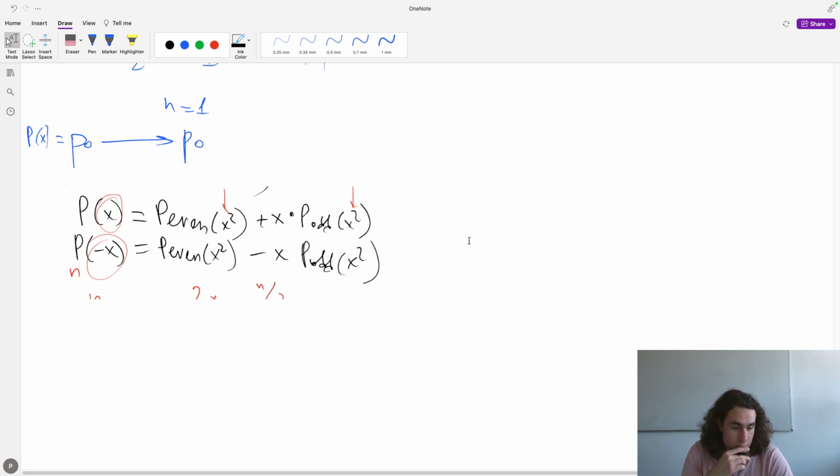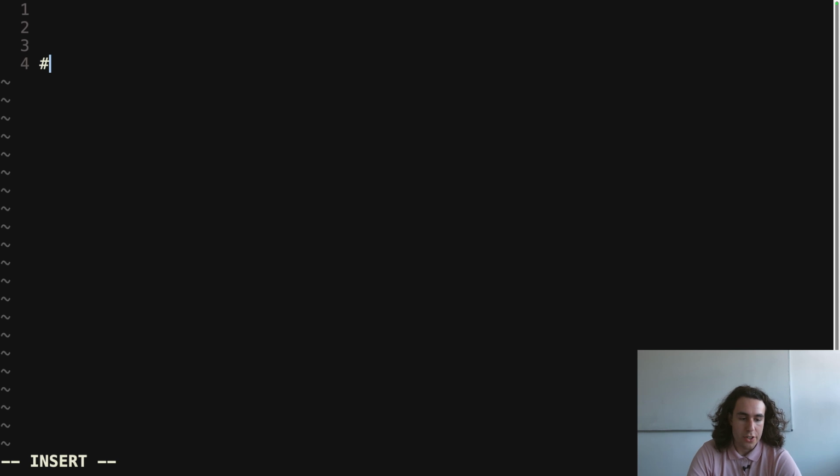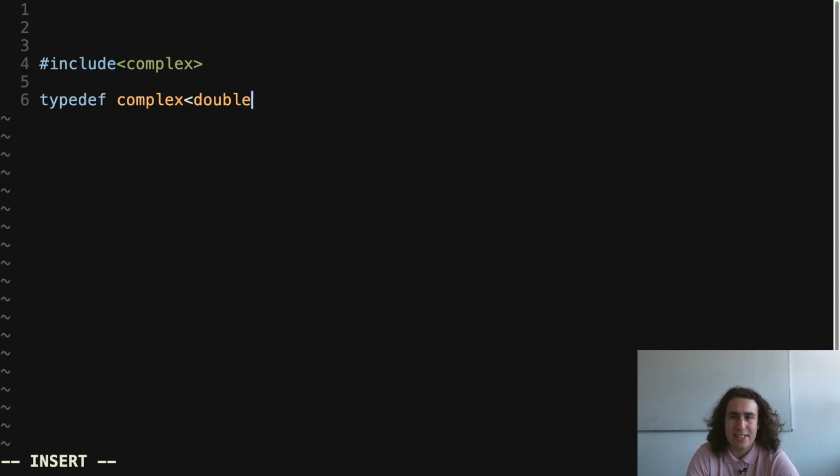Good. That's the whole algorithm. Let's implement it quickly. Okay? So first, we'll not care about complex numbers because complex numbers are already implemented in C++. So we can use include complex, and then we can make it shorter. So there are complex numbers for any type, right?